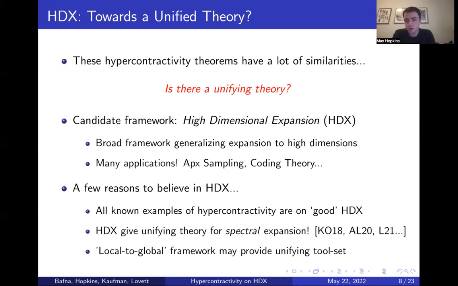And the final reason is a possible unifying tool set, something known as the local-to-global framework. It's actually how you prove this theory for spectral expansion. It gives you a nice way to understand the interplay between local and global structure on these complexes, which naively seems to be what's going on with these local non-expanding sets versus global expanding pseudorandom sets. So naively, there's some hope of a unifying tool set to use here.